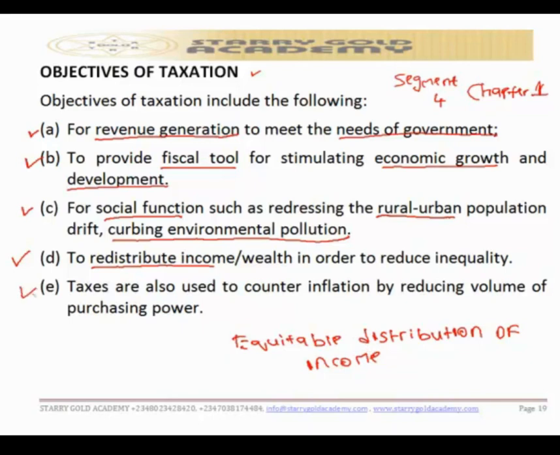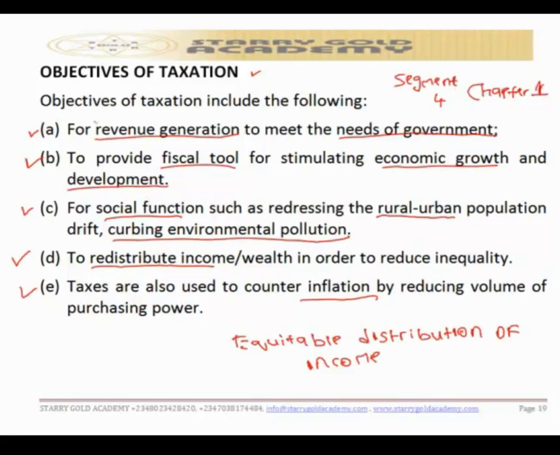So the fifth one is what? Taxes are also used to counter inflation. During an inflationary period, taxation is one of the tools used to reduce the volume of purchasing power. It is a tool to reduce inflation. There are so many objectives of taxation, such as providing the needs of the citizens and providing economic services. So let us not restrict ourselves to these five alone, but it's very important we know these five before going further.